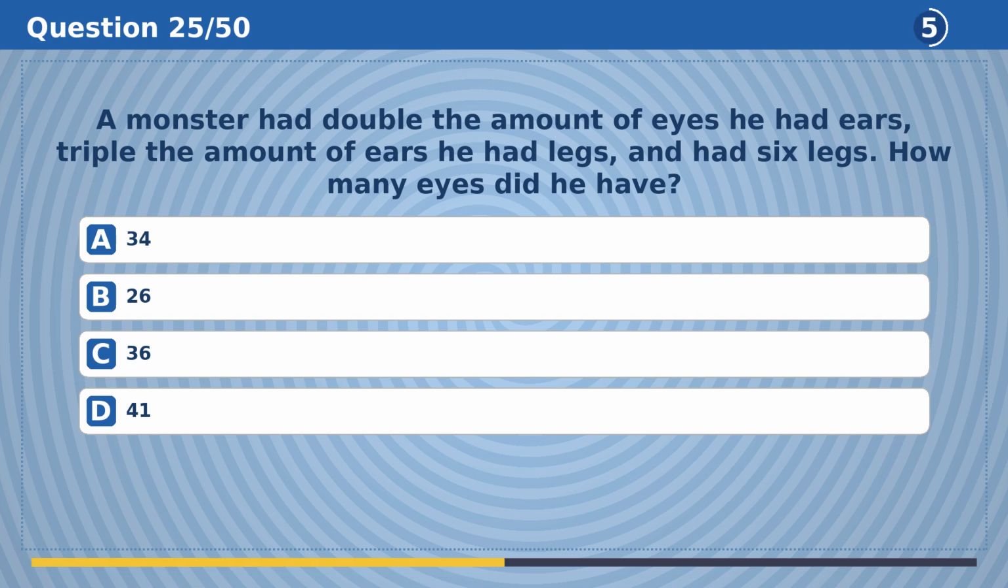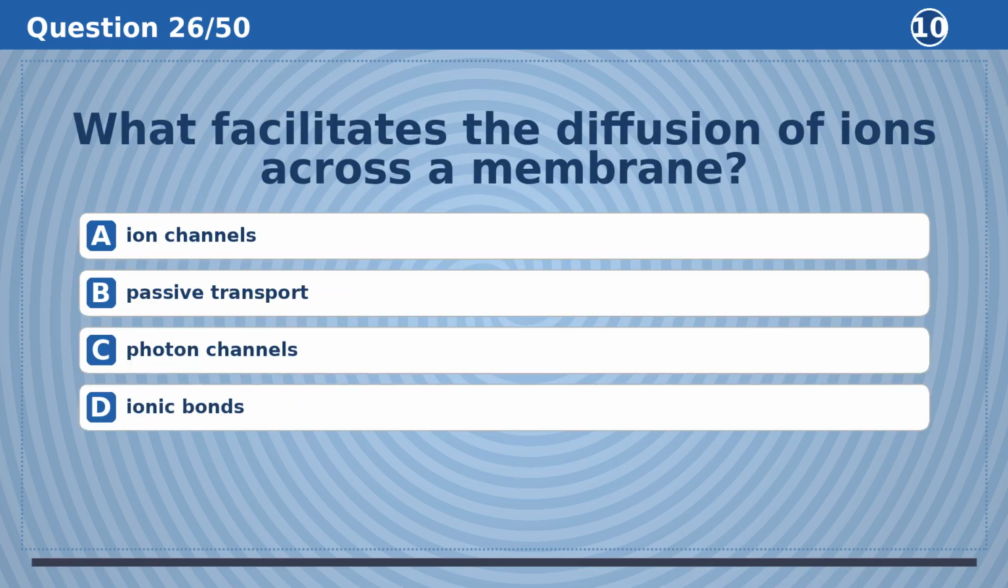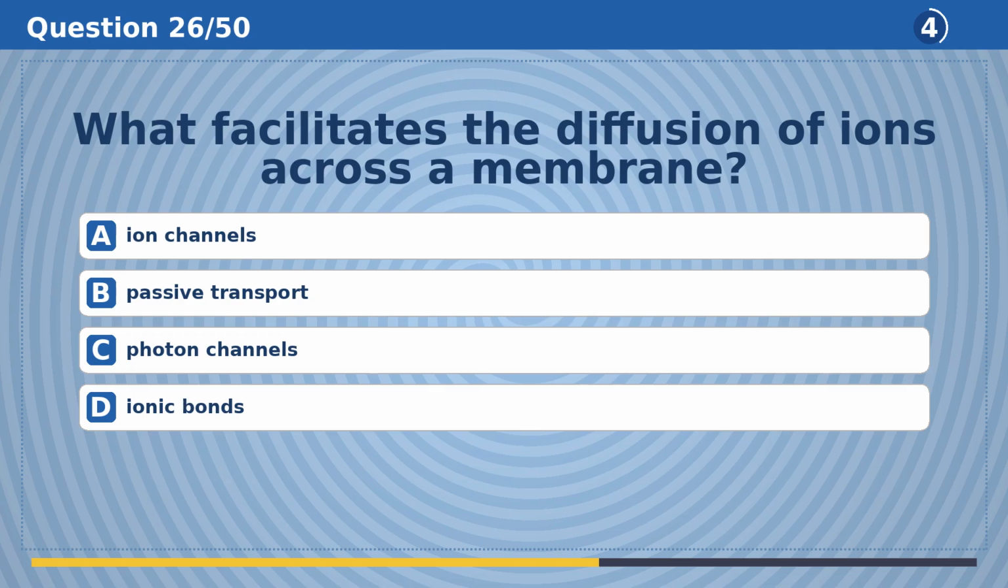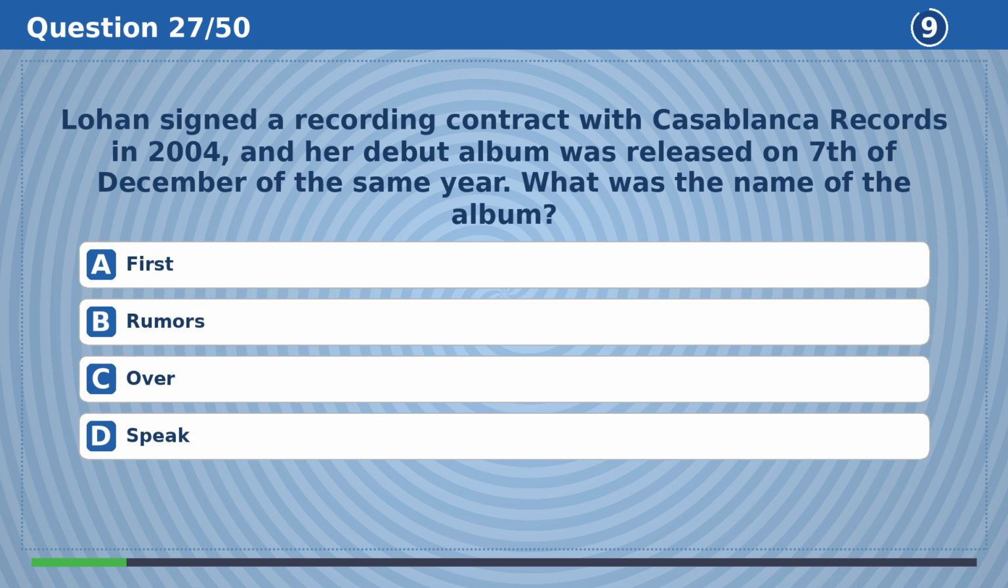A monster had double the amount of eyes he had ears, triple the amount of ears he had legs, and had 6 legs. How many eyes did he have? The answer is C, 36. What facilitates the diffusion of ions across a membrane? The answer is A, ion channels.